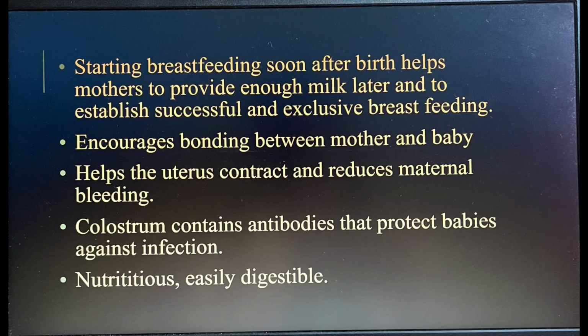It is very important to help the uterus contract and reduce maternal bleeding. The colostrum, which is the yellowish fluid that comes for the first few days, is important for antibody development in the baby's body and protects the baby from any kind of infection, and it is nutritious and easily digestible for the baby. Exclusive breastfeeding also improves the bonding between the mother and the baby.